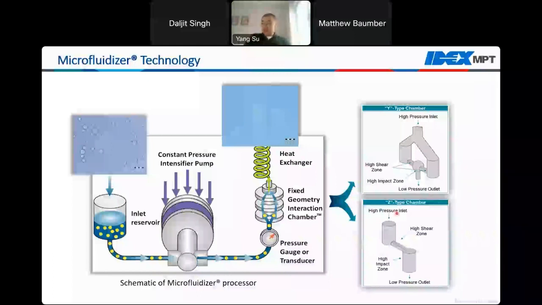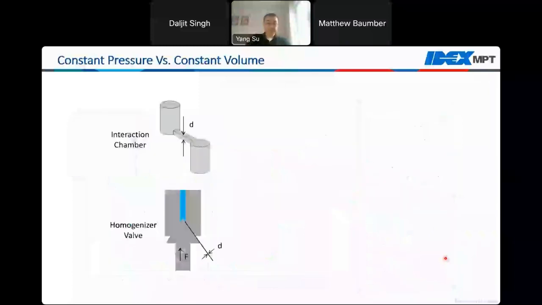The design shown at the bottom here is the Z-type chamber. The Z chamber only has one microchannel. The sample will go through the channel, subjected to the high shear treatment, and impact on the solid wall at the outlet. So this design is more ideal for solid-containing samples. So it can be used for various different dispersions, including cell disruption.